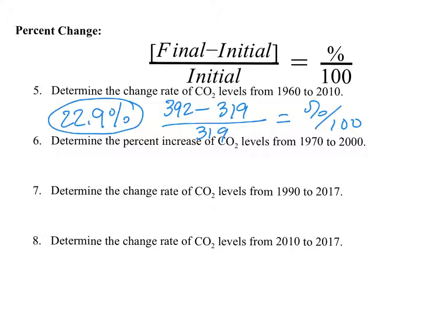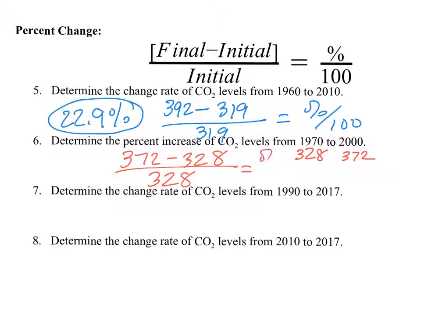Next, percent change from 1970 to 2000. So in 1970, it was 328, and in 2000, it was 372. So I'm going to take 372 minus 328. Big thing is people always forget which one to divide by. You always divide by the initial. Equals percent over 100. Remember, order of operations, I got to do that subtraction first. And in the end, I get 13.4% change.